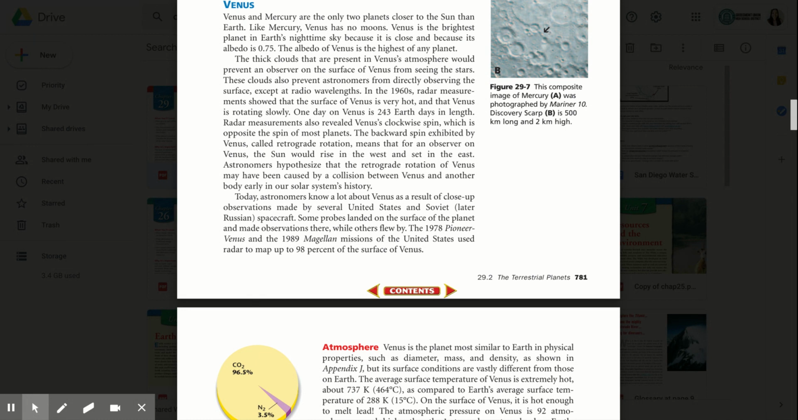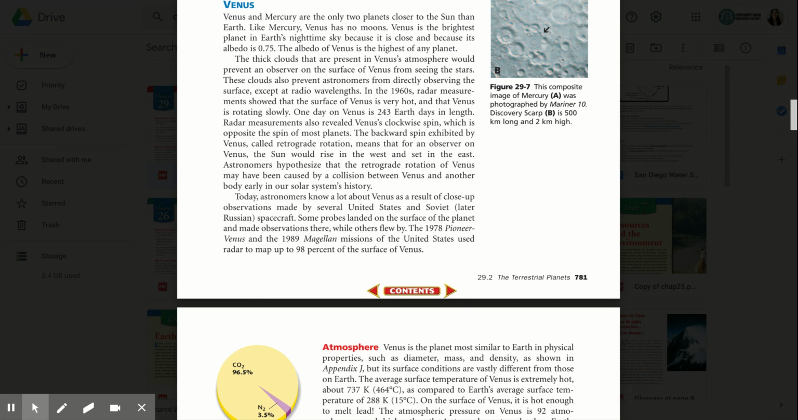Venus. Venus and Mercury are the only 2 planets closer to the Sun than Earth. Like Mercury, Venus has no moons. Venus is the brightest planet in Earth's nighttime sky because it is close and because its albedo is 0.75. The albedo of Venus is the highest of any planet.